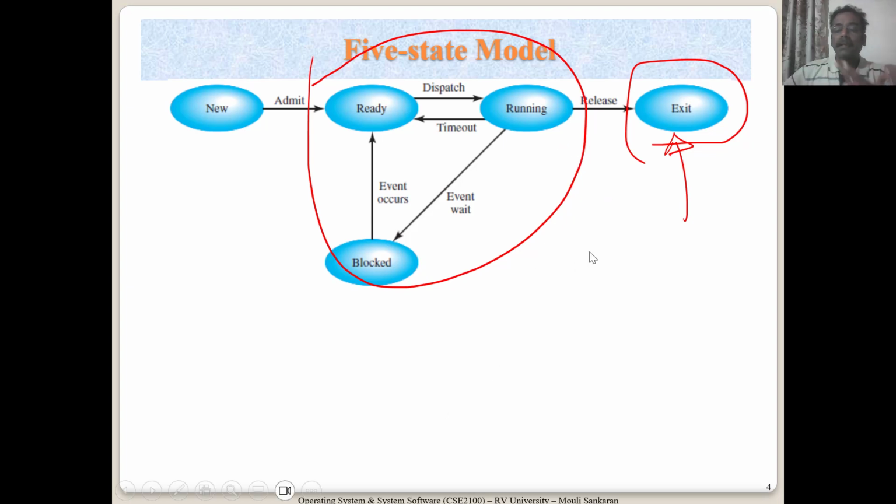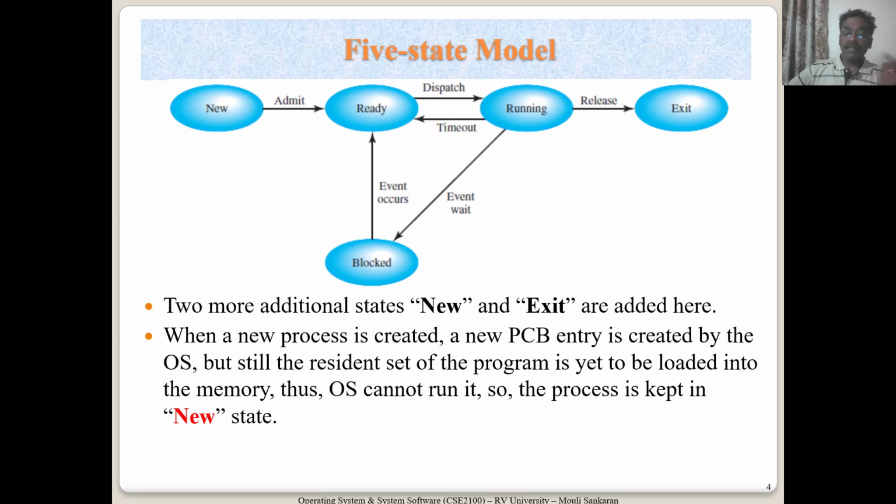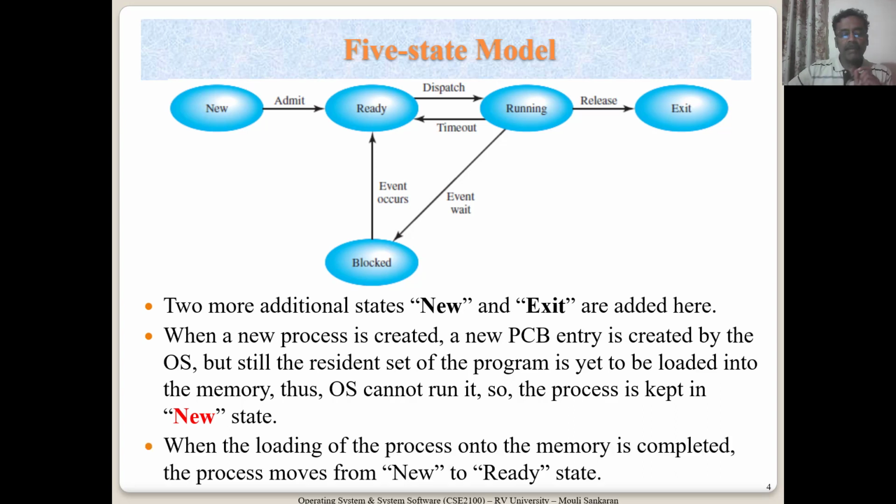So sometimes the exited processes are maintained in a zombie state where you want to get to know some information about the process which has exited. It could be like a post-mortem analysis of what has happened with the process. So new and exit are the added states. When a process is created, a new PCB entry is created by the OS, but the resident set of the program is yet to be loaded into main memory. So the OS cannot run it until the resident set is available in main memory. When the loading of the process into main memory is completed, it moves from new to ready state.